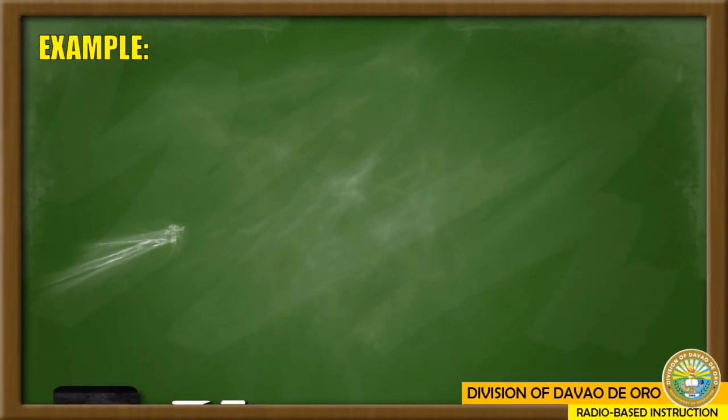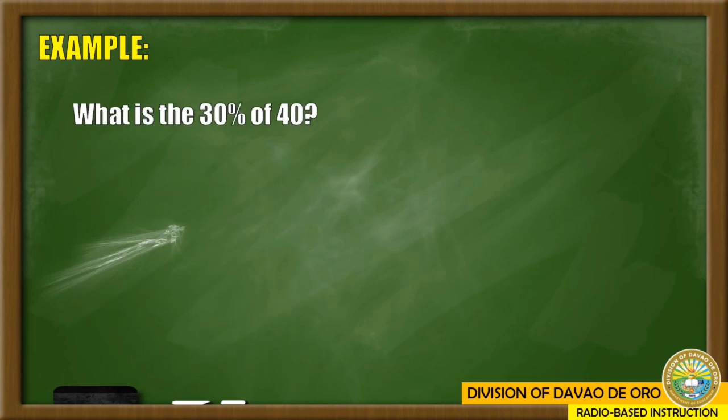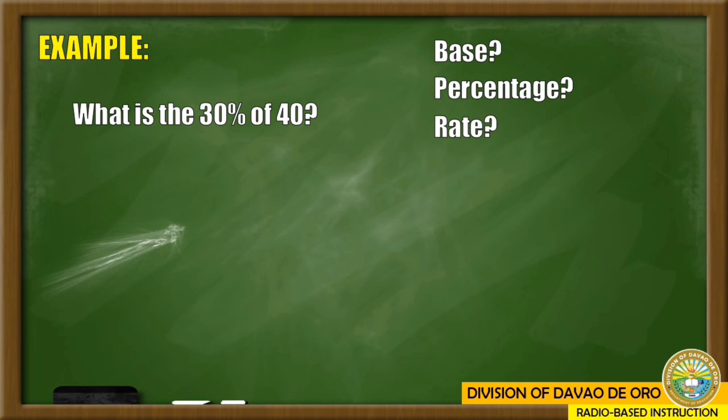Okay, let's have another example. What is 30% of 40? I repeat, what is 30% of 40? First, we will look for our base and rate. So it is our first step in finding the value of percentage, which is finding the value of base and rate.